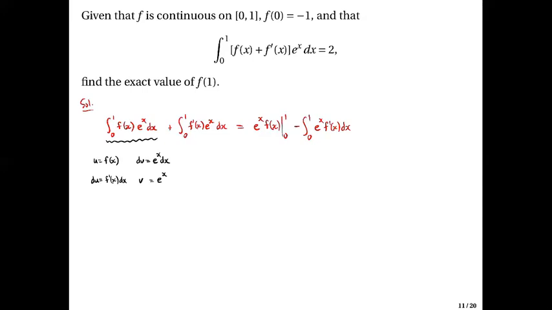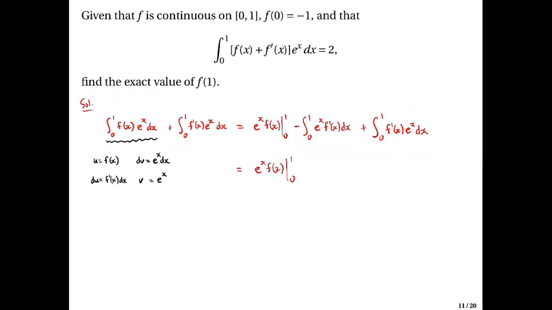But we still have this part here. So we have the plus integral from 0 to 1 of f prime of x e to the x dx. Notice these two guys are just canceling each other. This guy here is the same as this guy here, but one is positive, one is negative. Therefore, this is just what? E to the x f of x from 0 to 1.